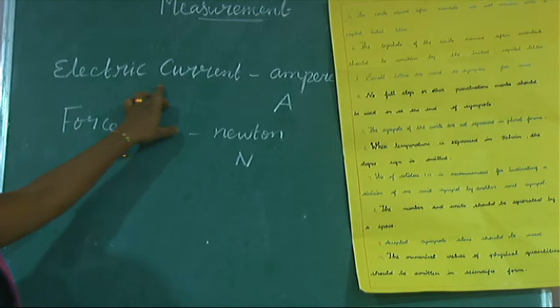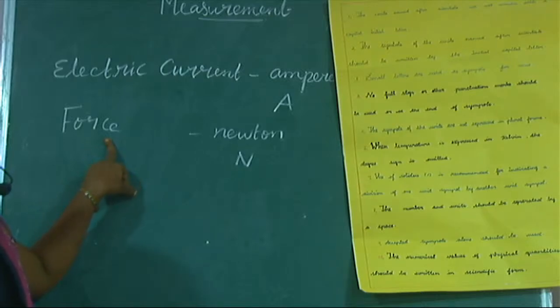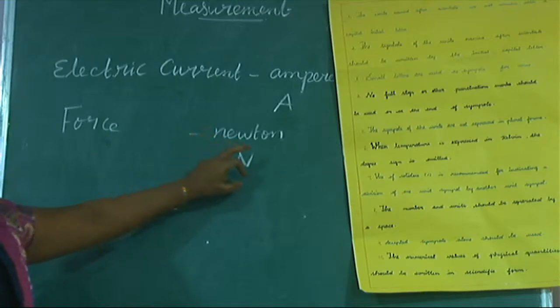You have already learned this: electric current in the fundamental units, and the force formula in the derived units. What is the formula for force? Mass into acceleration. The unit of force is Newton. Like that you have learned.